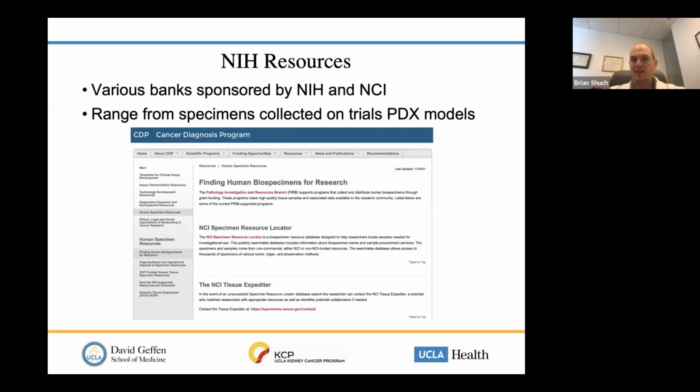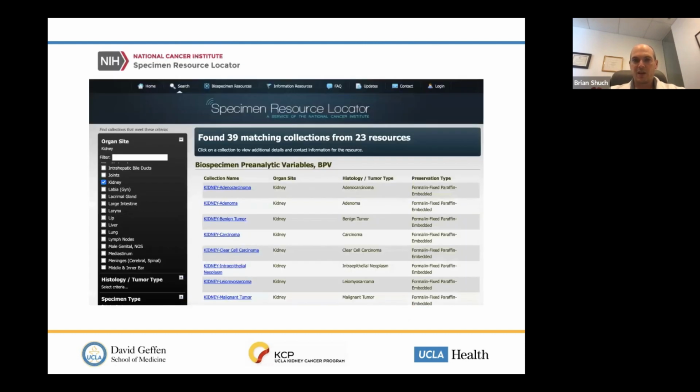But there are a lot of NIH research resources, various banks sponsored by the NIH or NCI, depending on the disease type, and they range from specimens collected and shared with the NIH, or even PDX. There's a PDX library. Instead of making your own, you can basically just purchase someone else's. Here's another one, the specimen resource locator. You can look at kidney, and find different types of things, kidney leiomyosarcoma, things that might be useful. You're not going to have hundreds of specimens, but they have enough available that could be potentially useful.